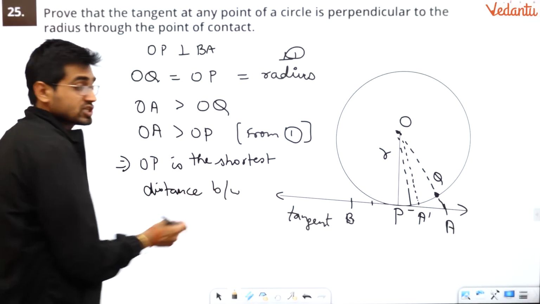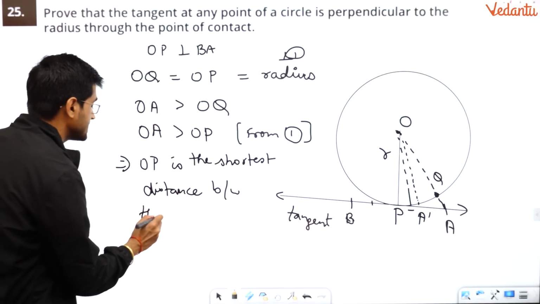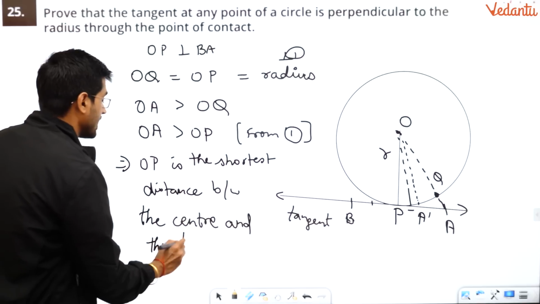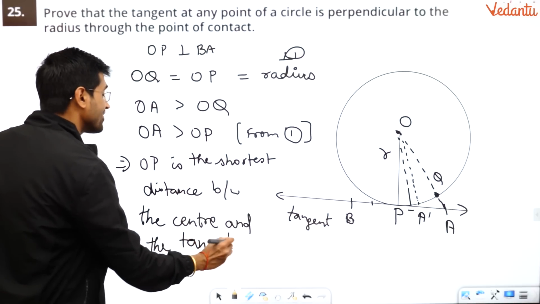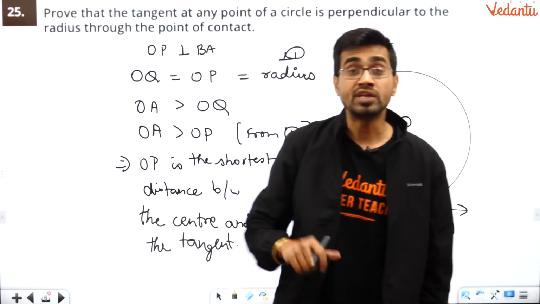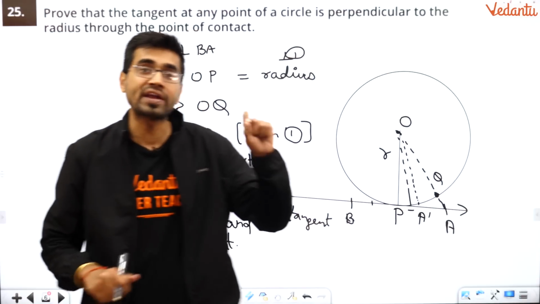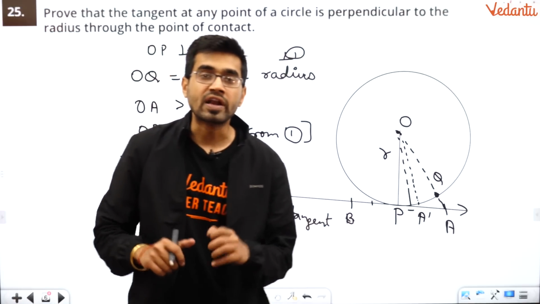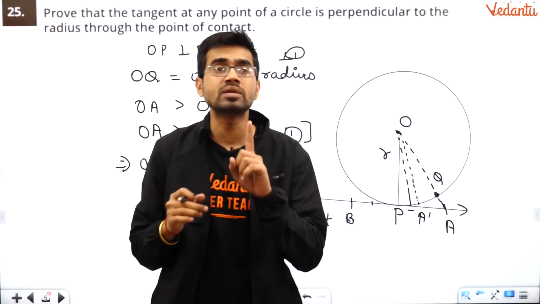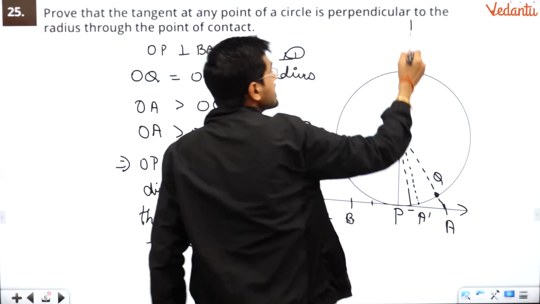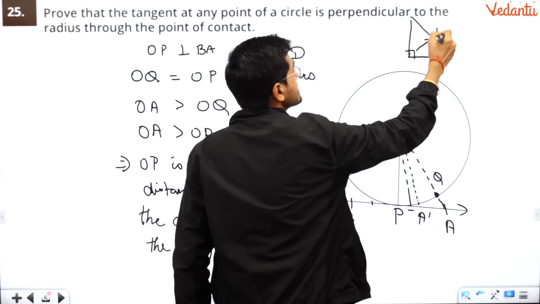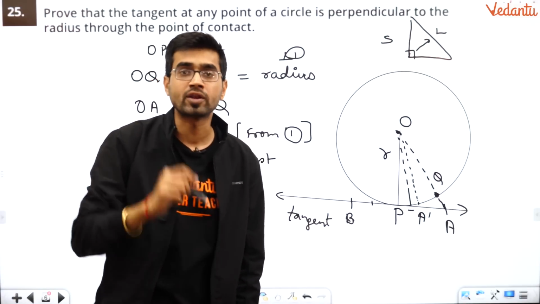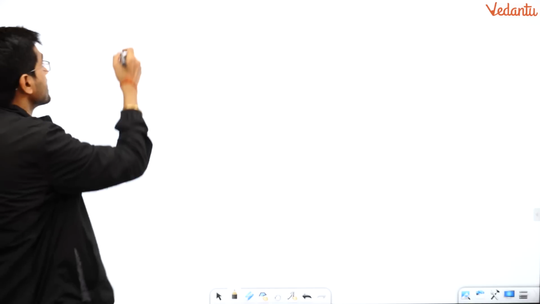OP is the shortest distance between the center and the tangent. Tangent is a line, okay? And you have read in class 9th again in Euclid that the shortest distance between a point and a line is always the perpendicular distance. That you have read, correct? The shortest distance between a point and a line is always the perpendicular distance, because that is why this is the largest side and this will be the smaller side. Yes, because it is the 90 and this becomes the hypotenuse. So just remember this 9th class concept.